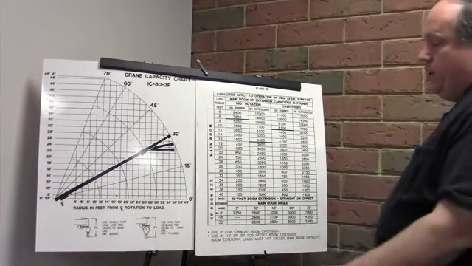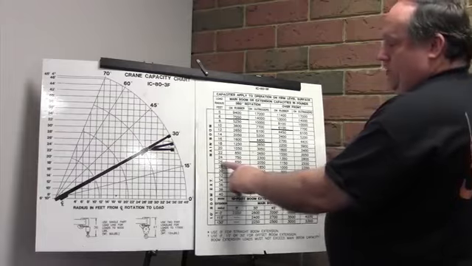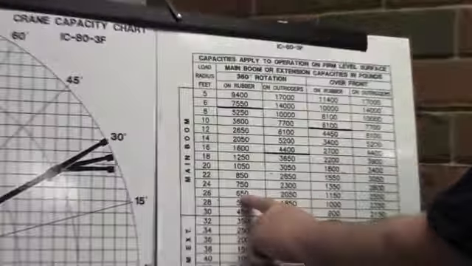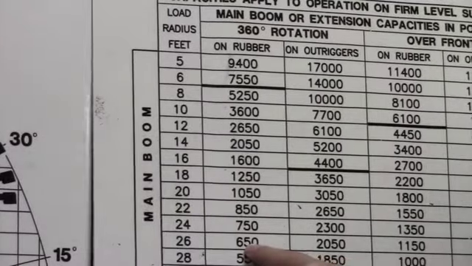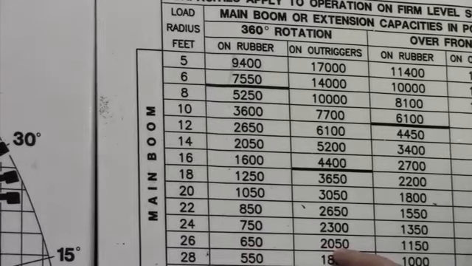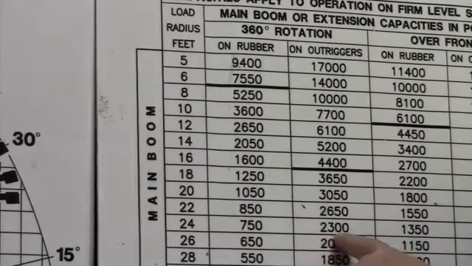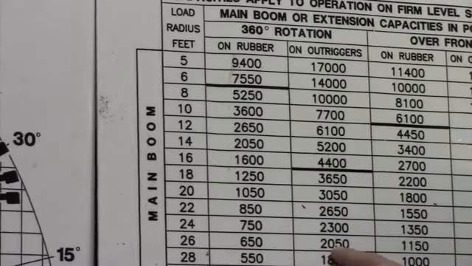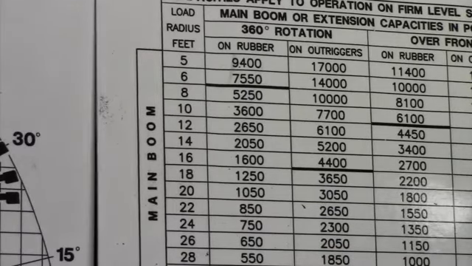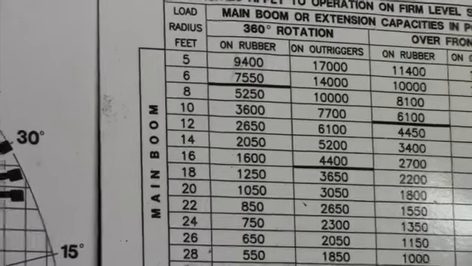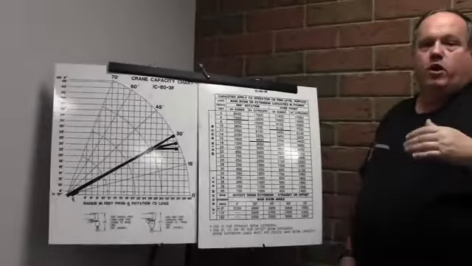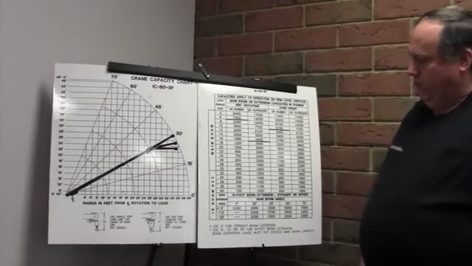And so, if we come to our chart here and we go to 26 feet, if the crane is on rubber, my capacity is 650 pounds. If you come to the next chart, which is on outriggers at 26 feet, my capacity is 2,050 pounds. Now you can see that this being a 17,000 pound maximum capacity crane, as you move away from the center line, your capacity drops very, very quickly.